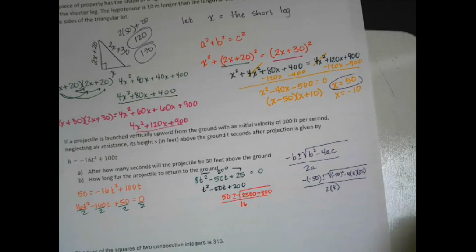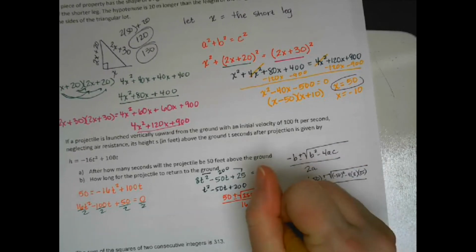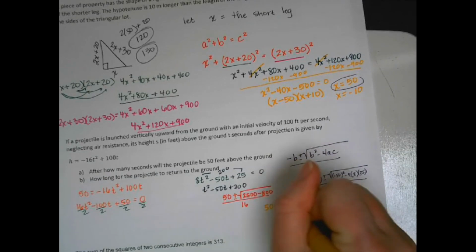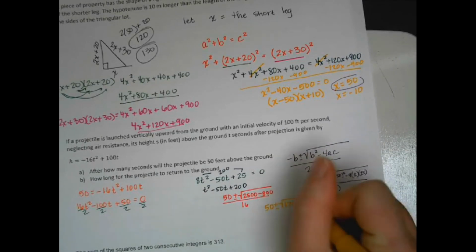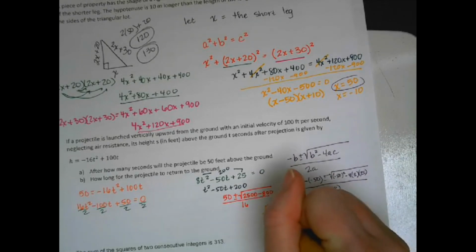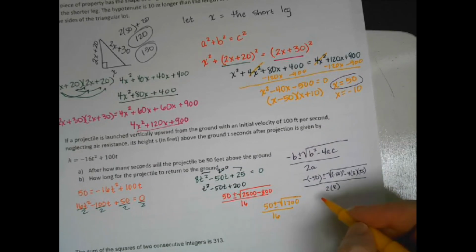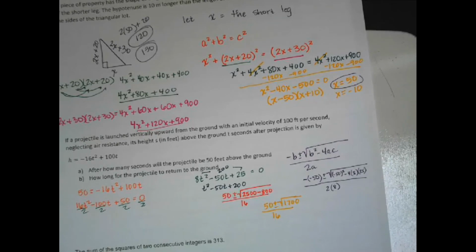Just keep simplifying. So 2,500 minus 800 is 1,700. Okay, well, 17 is prime, but 100 is not. 100 is a perfect square, so the square root of 100 is 10. That's going to come out to the front, and the 17 will stay underneath. You can break it down 17 and 100 if you want to.